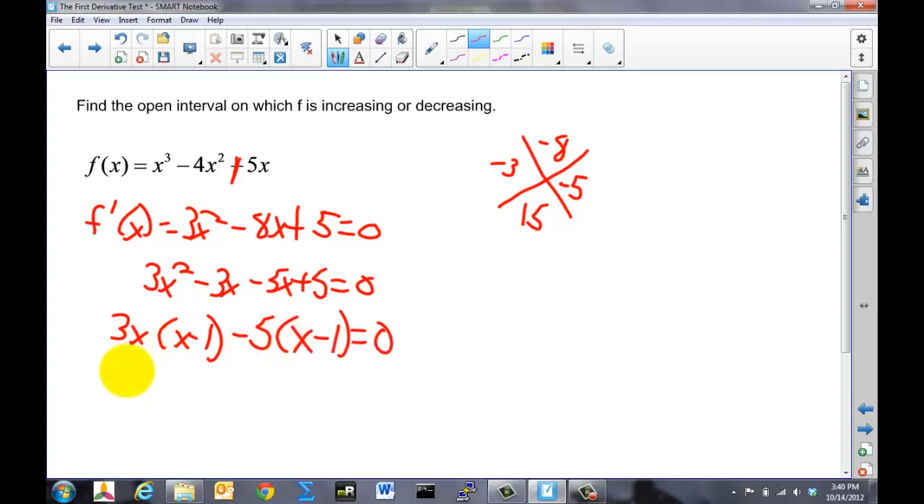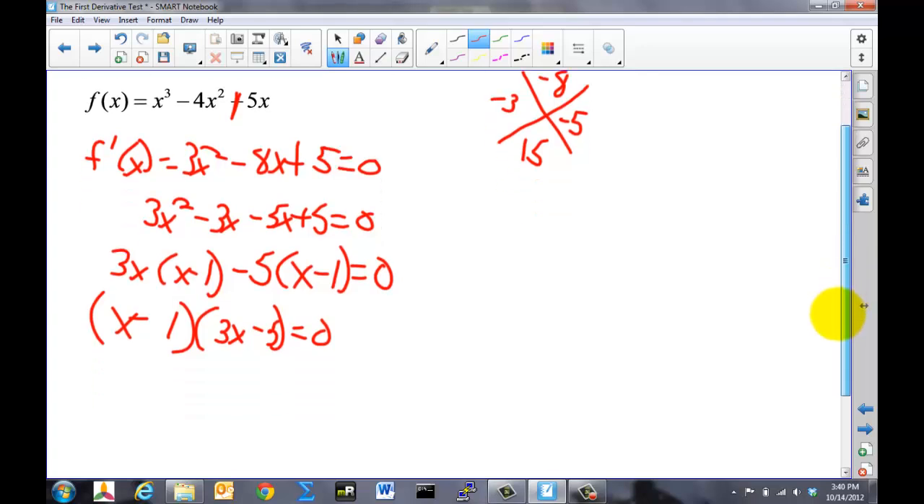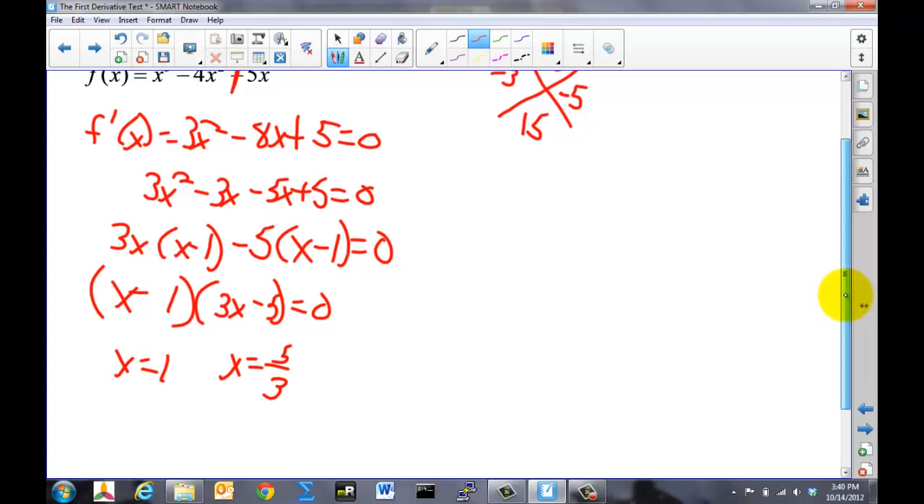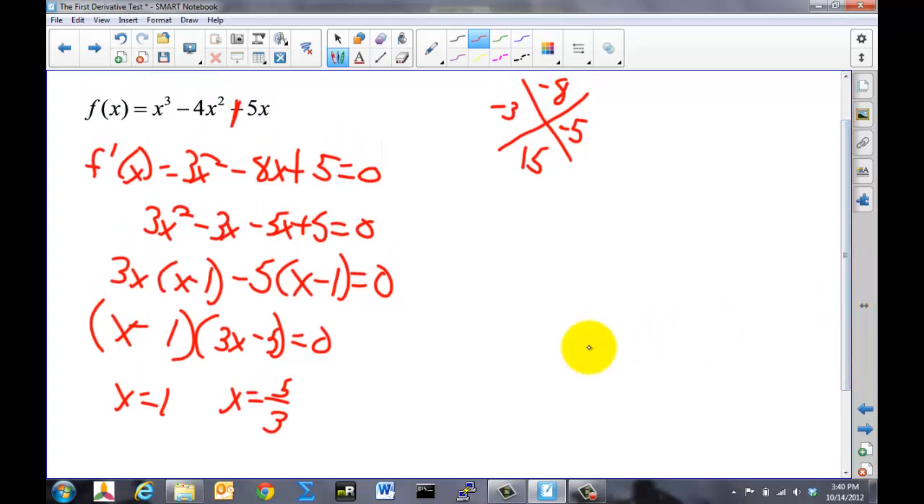And now we can factor out the x minus 1, and we're left with 3x minus 5 equals 0. Now we should be able to solve that, and we find out that x equals 1 and x equals 5/3. So now what does that mean? That means that at those two particular points, the derivative is 0. Well, what does that mean for us?